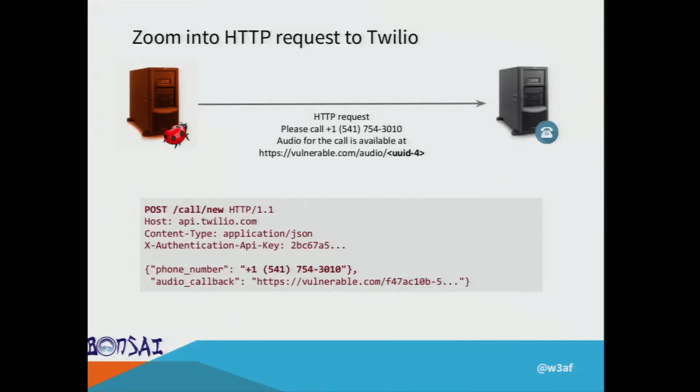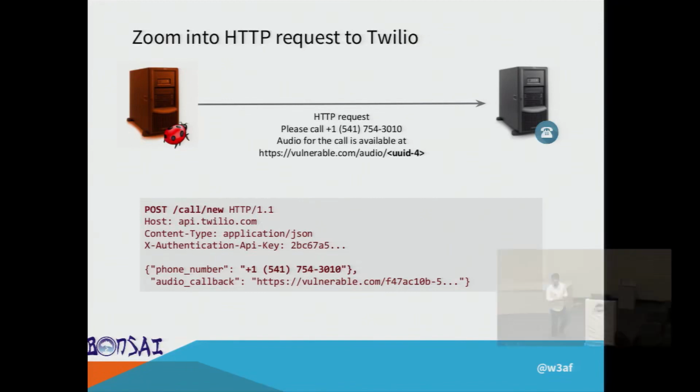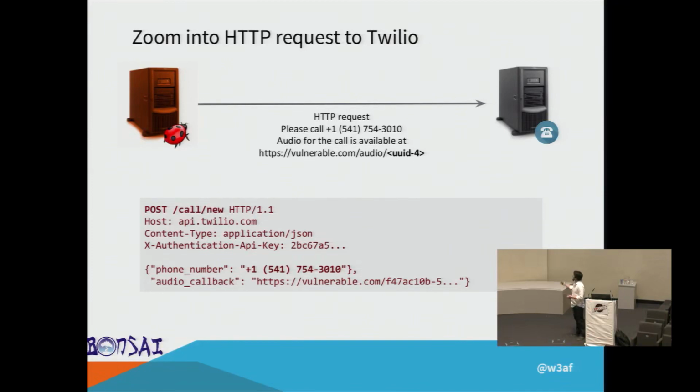So I started to investigate. I was doing a source code review, and I said, all right, let's try to understand how this works. From the vulnerable web application, there is an API call to the software as a service that performs the outgoing calls, and it looks like this. It's a phone number, and the audio callback is in this URL. The audio callback is where the phone audio is, of course.